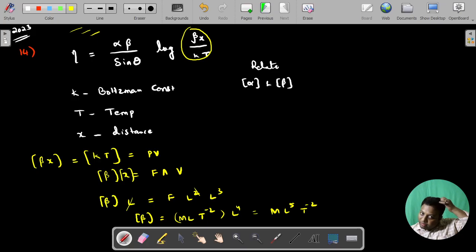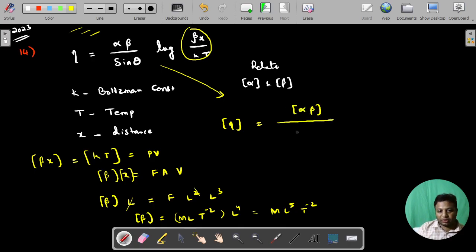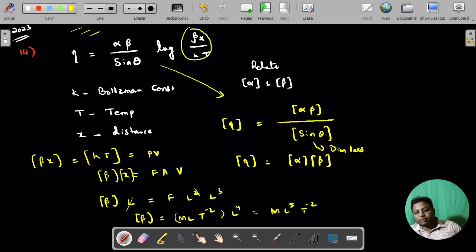We want to get the dimensional formula of alpha. From the given relation, what can we write? The dimensional formula of eta must be matching with this one. See, sin theta is a dimensionless quantity. We need not worry about that. The dimensional formula of eta must be matching with the dimensional formula of alpha multiplied by beta.